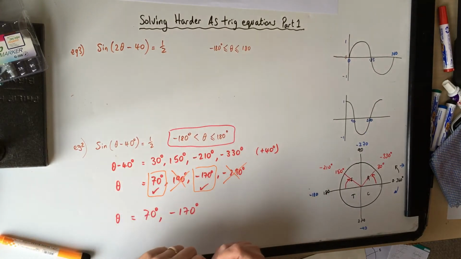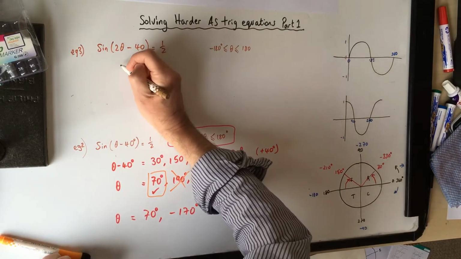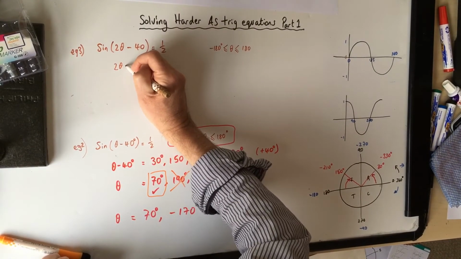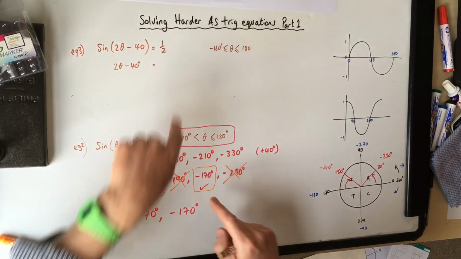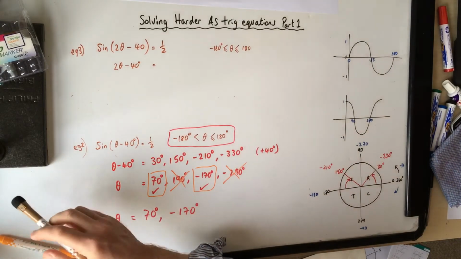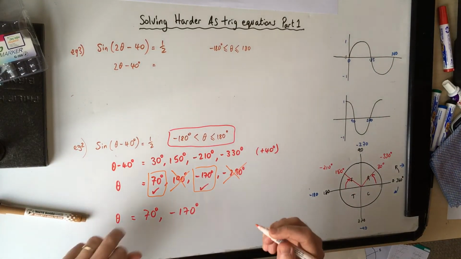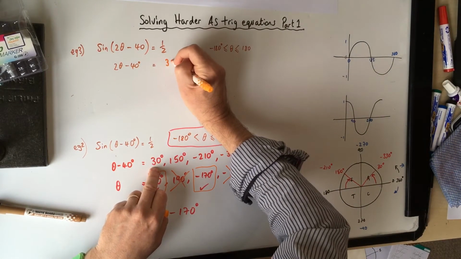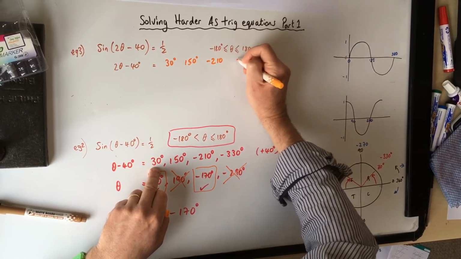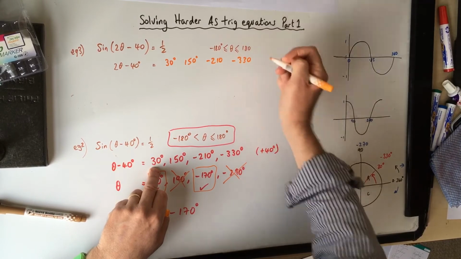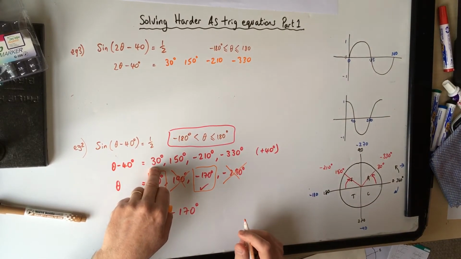So if we're doing it for this one, obviously inverse sine, and we know what's going to happen here. We're going to go 2 theta minus 40 when we inverse sine. We inverse sine a half, so let's go with orange. I'm going to go 30, 150, minus 210, minus 330. Okay, so I'm going to go with those.